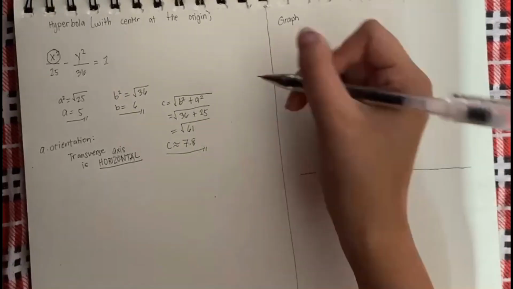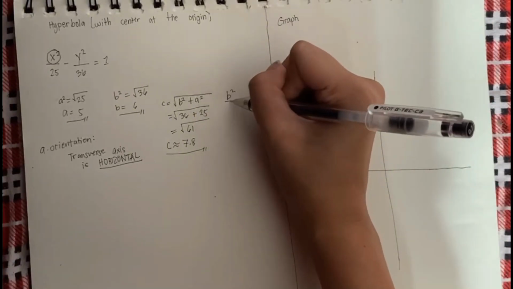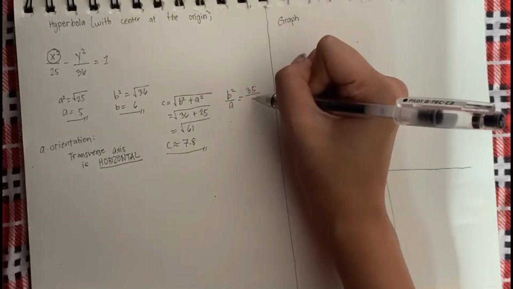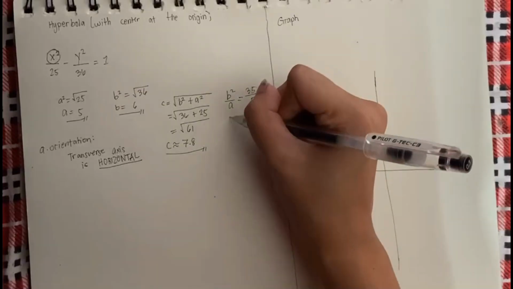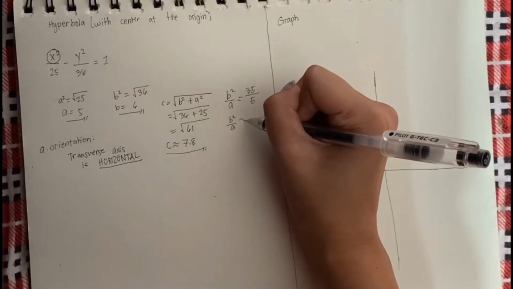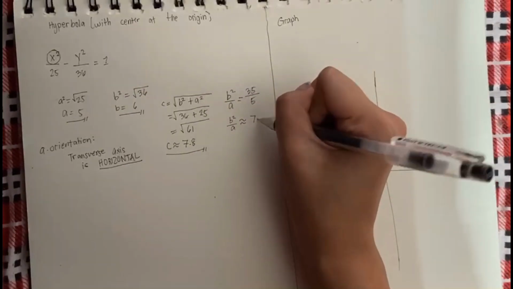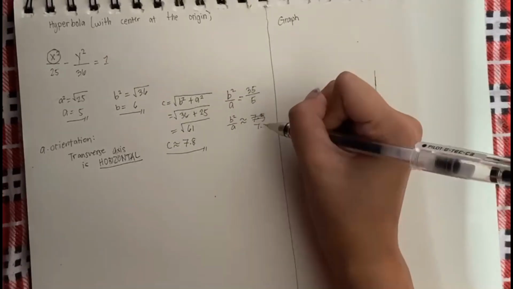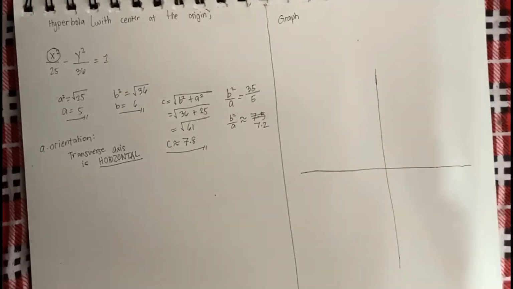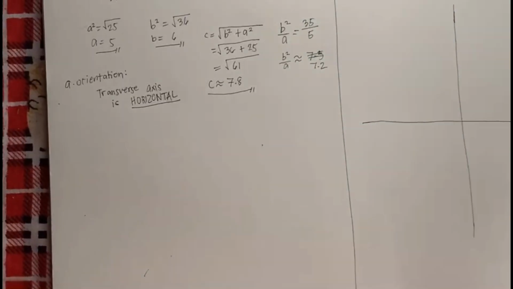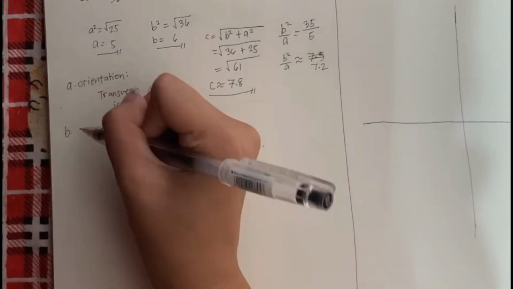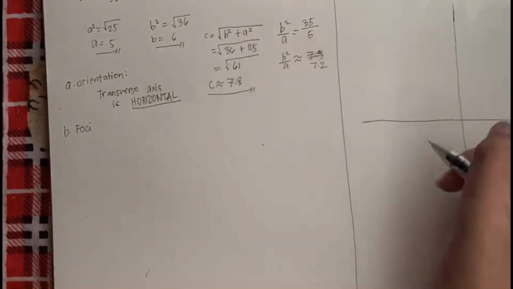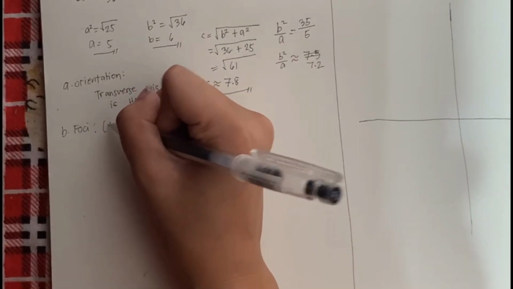We're going to solve b squared over a, which is 36 over 5. Okay, substitute, and then divide, that will become approximately 7.2. So the next step, we have to find the foci or the focus of the hyperbola.